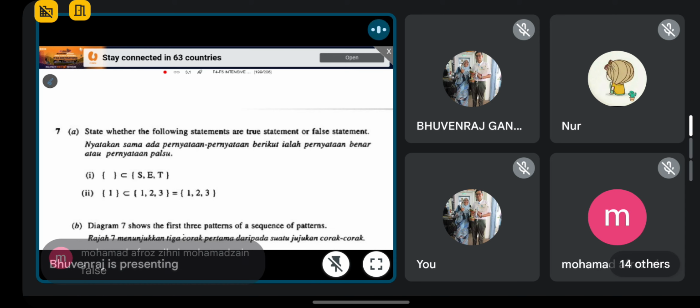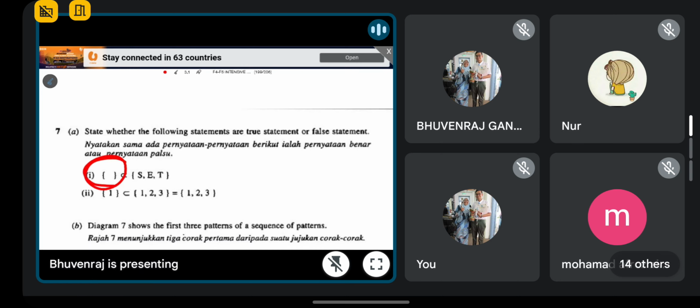Yes, very good, false. Okay, so remember guys, the empty set is actually a subset of this one. Whenever there is a number set, the empty set is always considered as one of the subsets. Kamu kena ambil kira set kosong sebagai salah satu subset juga. This is one thing a lot of SPM candidates forget. Set kosong is also a subset.